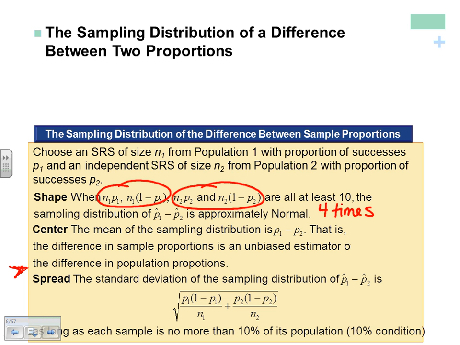So for the center, that's the easy part. You can just take the difference. And for the spread, that's the formula we just talked about, but you have to check the 10% rule for that.